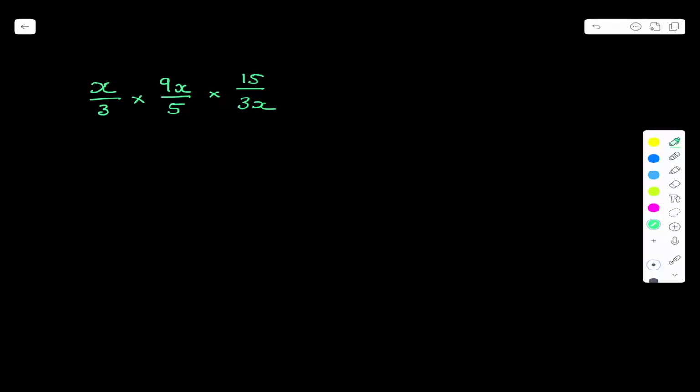Hi and welcome back. Do you reckon you could do this fraction, so multiplying this up? You want to pause the video and have a bit of a go, and then we'll go through it.